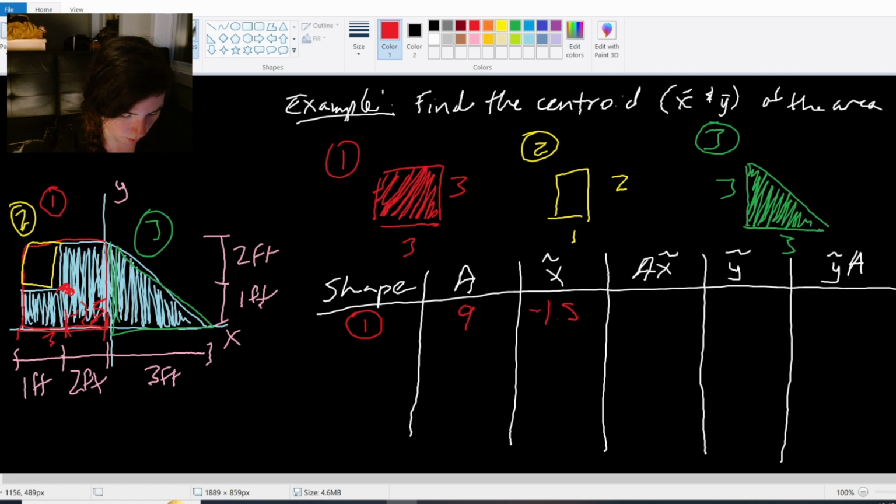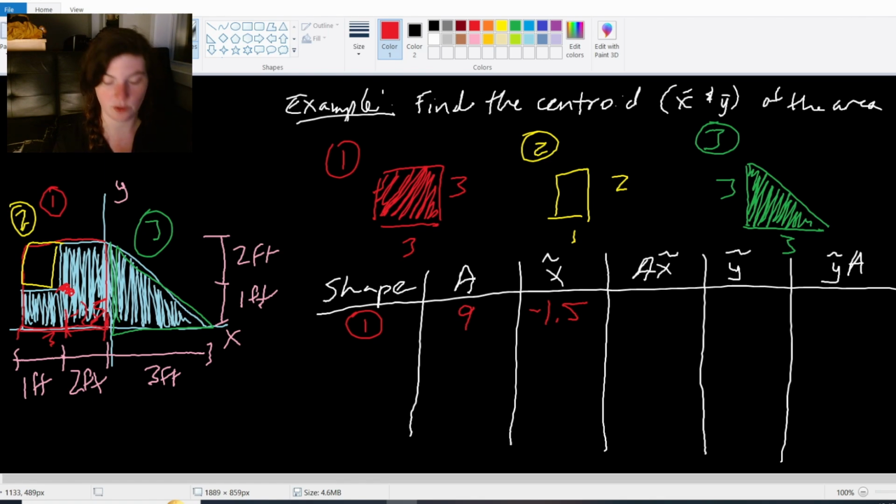Negative 1.5. So every time we're looking at these, we need to keep in mind how they're offset from the x and y axes, because they may not be touching either, right? If this square had, say, another square to the left of it, then it would be 3 plus whatever the centroid of that shape is. So just bear in mind that everything is in relation to what was given to us, not necessarily in relation to the shape itself.